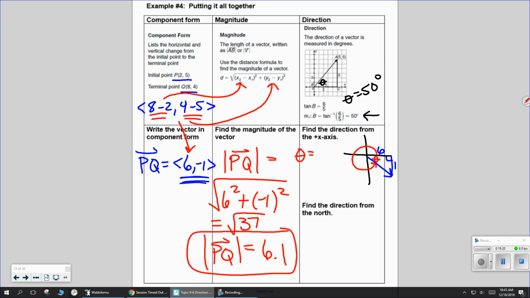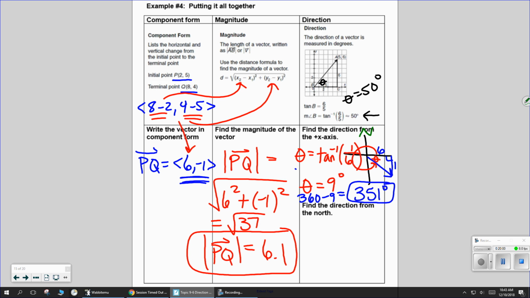So I'm going to do tan inverse of 1 over 6, opposite and adjacent. Punch that in your calculator. Tan inverse of 1 over 6 gives us 9 degrees. So from the positive x-axis, then I want to take all the way around as 360 degrees minus the 9 degrees gives me the direction from the positive x-axis. So that would be 351 degrees.